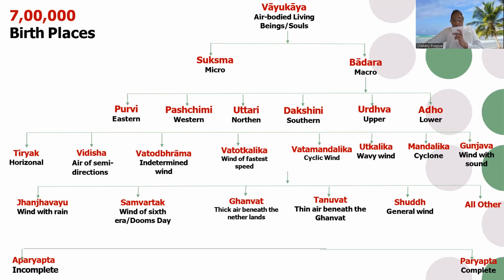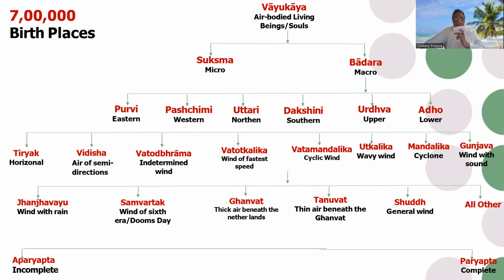Utkalika is known as wavy wind. Mandalika is known as cyclone. And Gunja Vayu is known as wind with sound. And there are certain other forms of air, which are known as Janja Vayu, wind with rain. Samvartak, wind of sixth era, which is known as a doomsday in the Western culture.